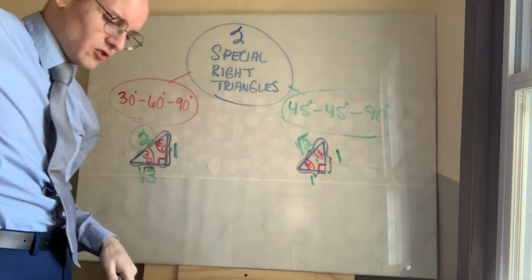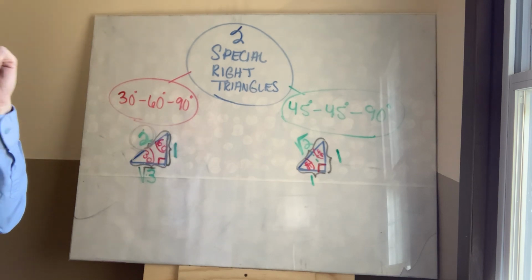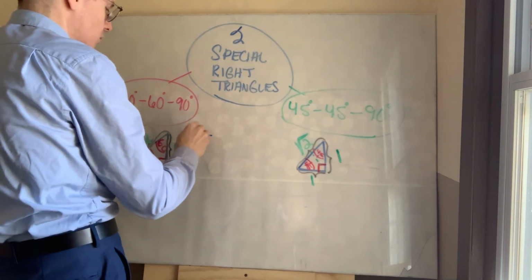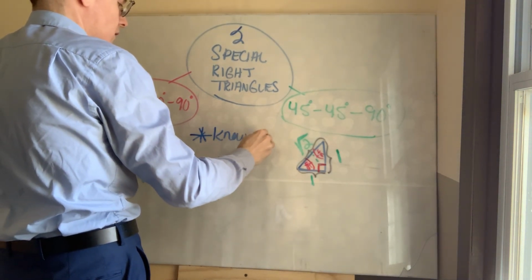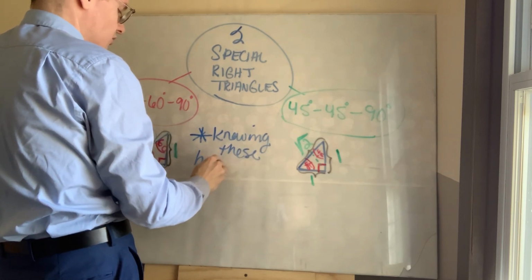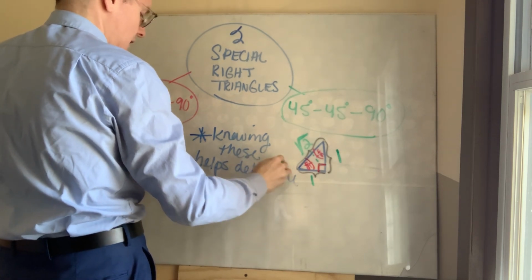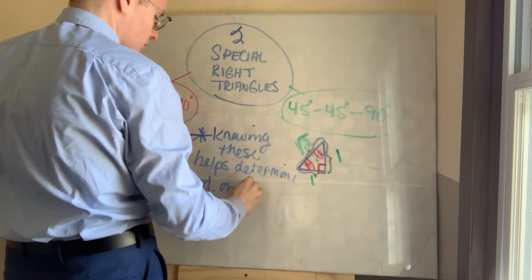Now, knowing these allows you to evaluate trig functions or determine the coordinates on a unit circle. That's really the point of this. Knowing these helps determine the coordinates on a unit circle.